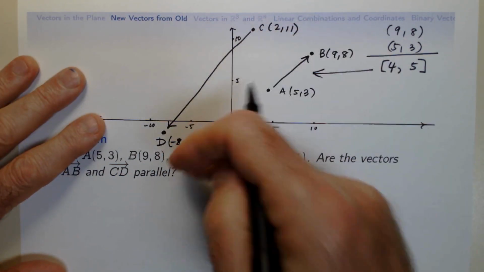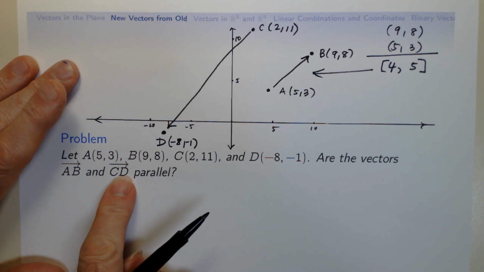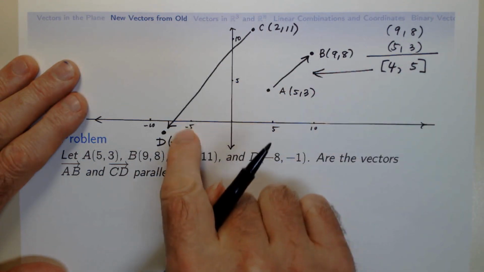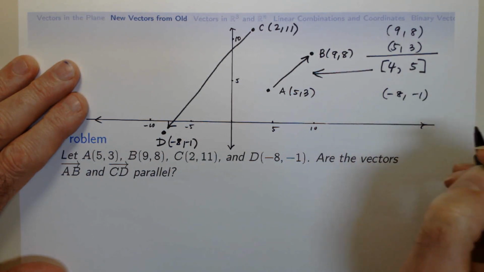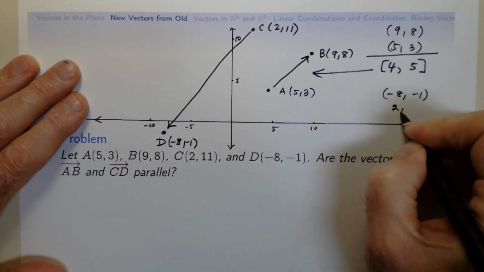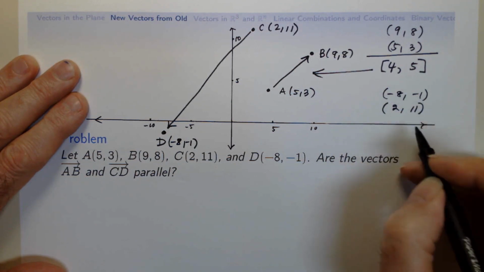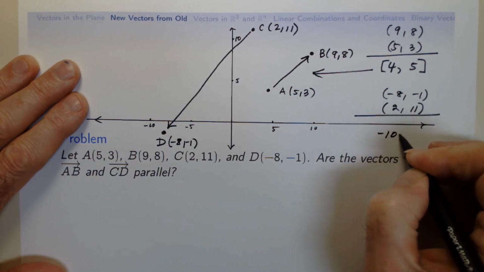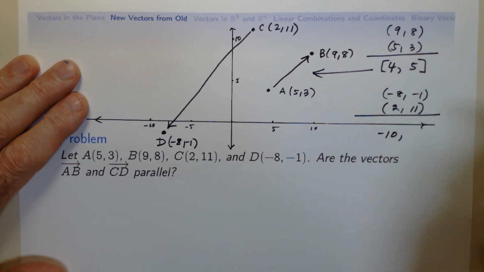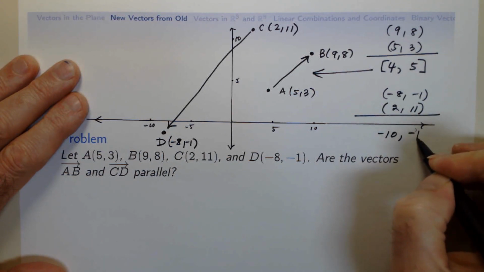And then we'll do the same thing here. Now we have a vector that's going from C to D, so we have to make sure we do the subtractions in the right order. So we'll have -8, -1, 2, 11. So -8 minus 2 will be a first component of -10. -1 minus 11, a second component of -12.